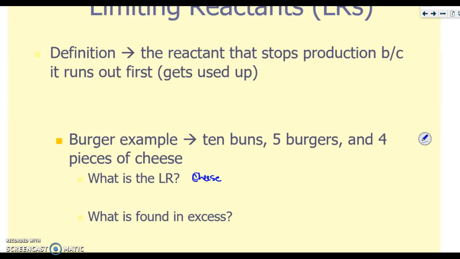And then what's found in excess would be the extra buns and the extra burger. One thing to take note of is that this does not necessarily mean that it's the least amount of grams. So this may not be the least amount of grams. And the reason for that is because, again, we have to compare things in moles. And if you need to take the 150 class, you'll cover this in more detail then. What you'll need for 110 is to know the definition.